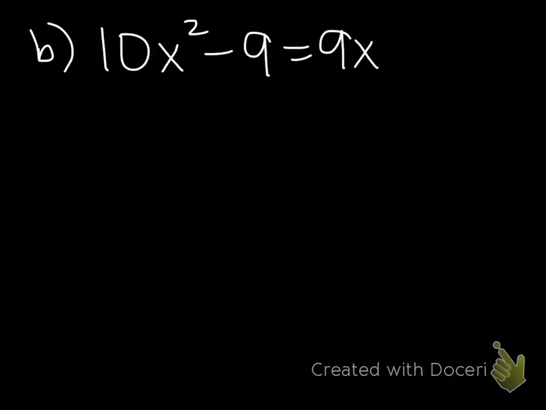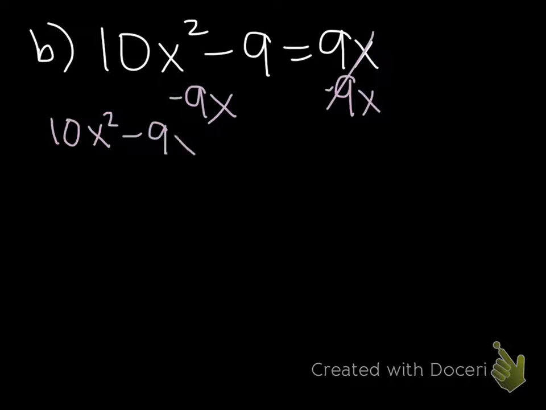Alright, so letter B, again, we need to get this equal to 0, so the first thing I'm going to do is subtract 9x. Be strategic when you subtract it over. It's a B term, so place it in the middle. So 10x squared minus 9x minus 9. That way you don't have to write more. So I'm going to do a times c, which is negative 90.